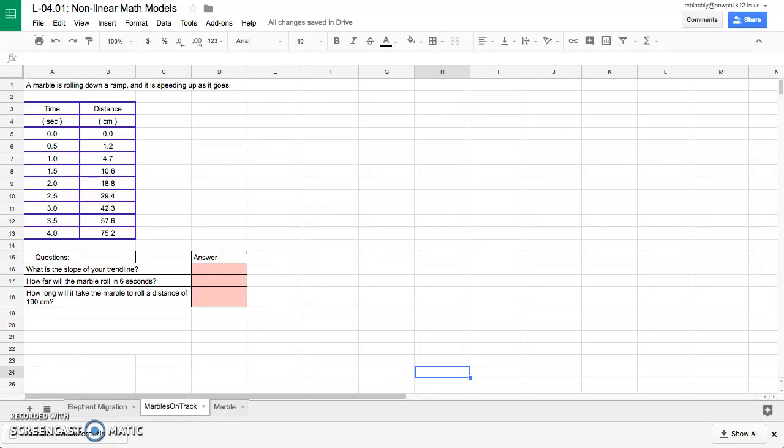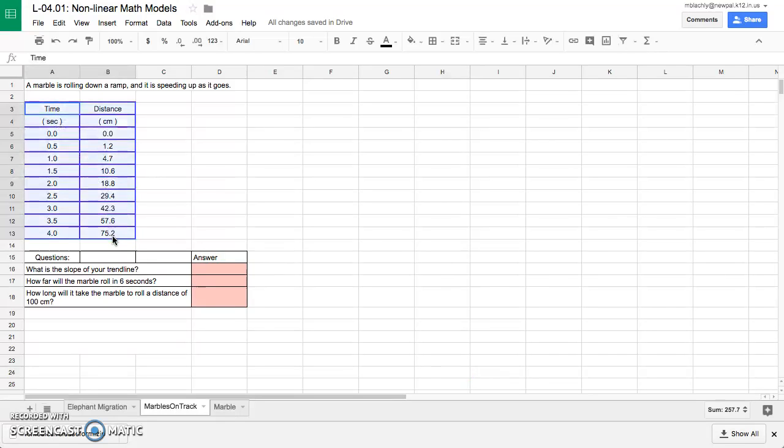Okay, so we have a set of data here, and we want to find a mathematical model, which means we want to find an equation which helps us predict how far the marble will roll if we know the time. So the first thing we do is make a quick graph of our data.